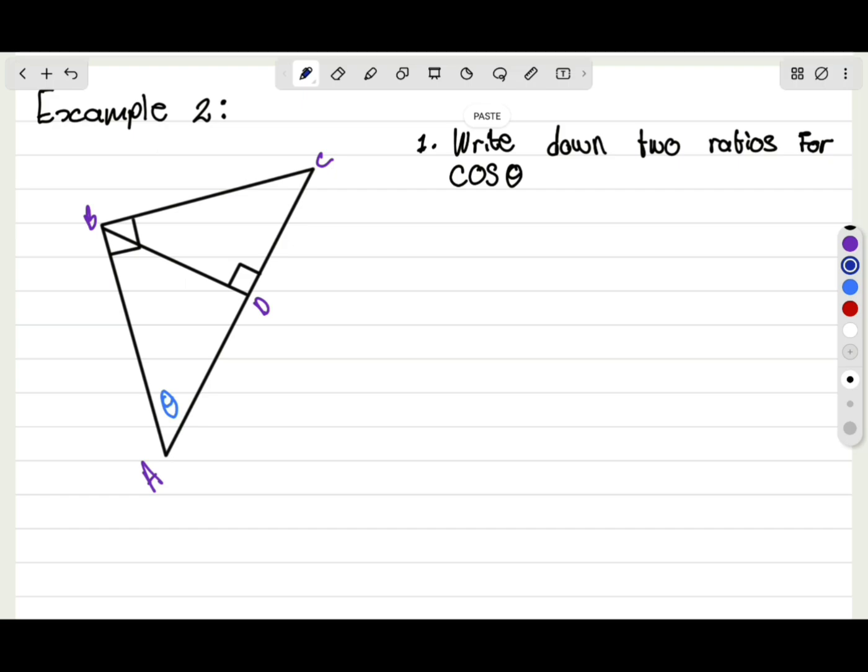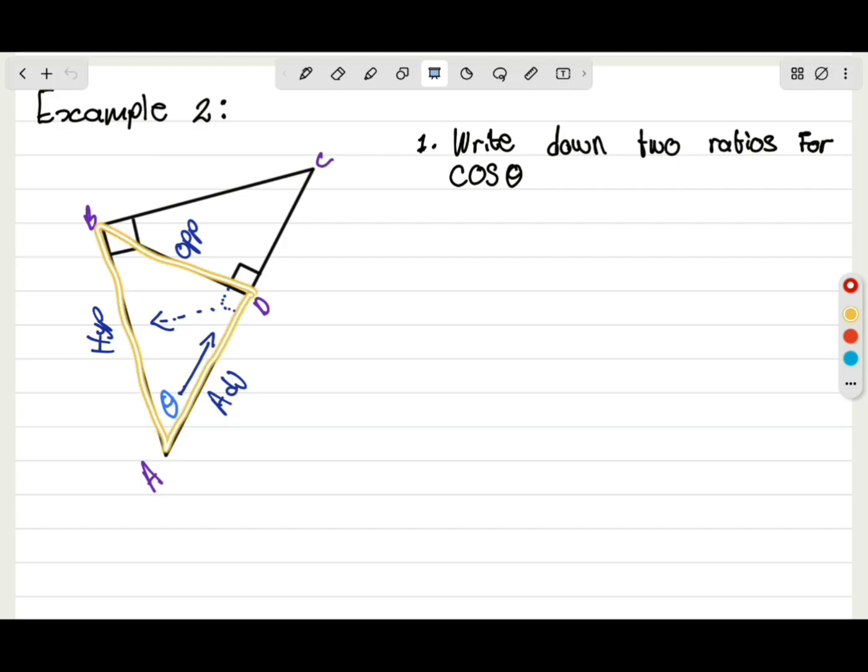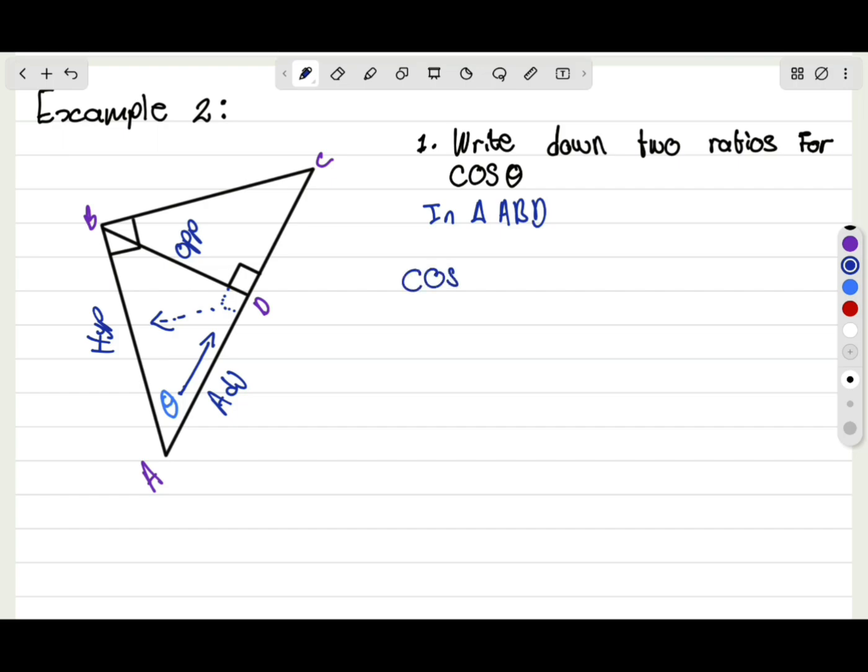So let's start. From your theta to your 90 degrees, you don't have to write down that 90 degrees, it's your adjacent side. Your 90 degrees will face your hypotenuse side, and the remaining side will be opposite. So we'll be dealing with this triangle right here. Let me draw it down for you. We're going to write triangle ABD.